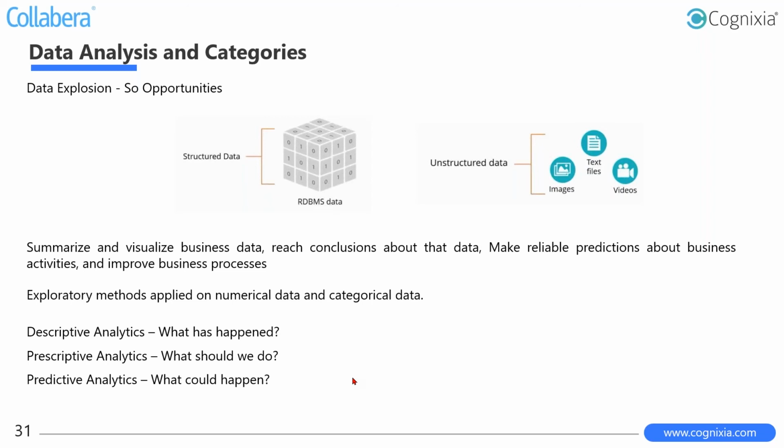And if I'm making a profit of only 10%, how can I go from 10 to 15%? If I apply some techniques, what could the sales forecast be? Even the weather forecast, whether it will rain and all, is also a kind of predictive analytics.